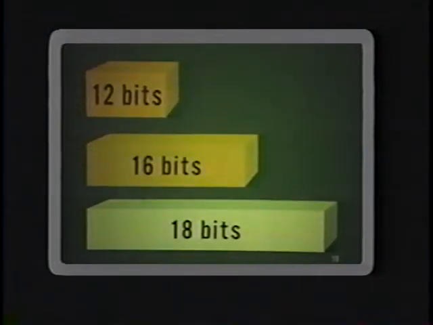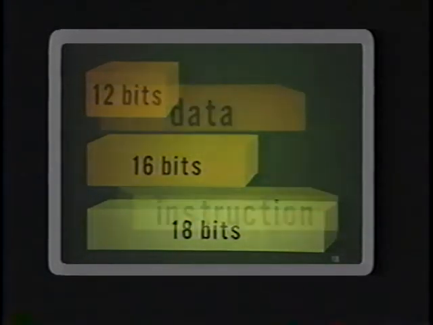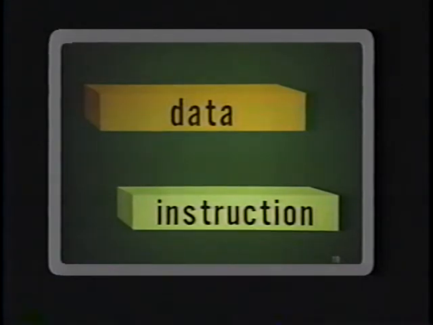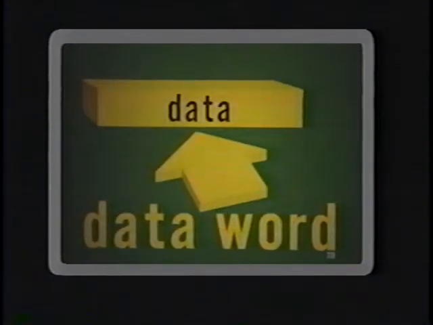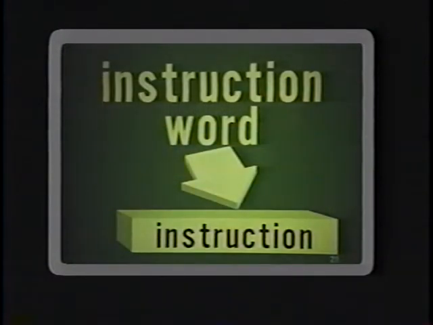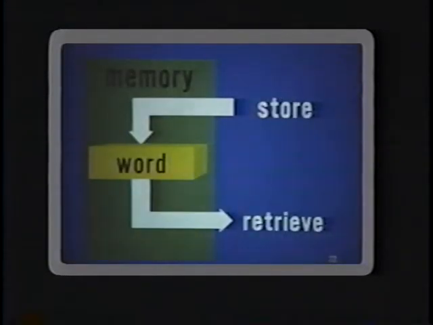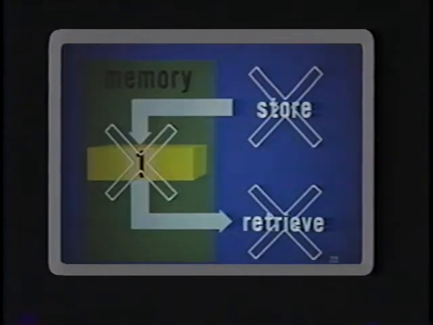Today, the most common word sizes for minicomputers are 12, 16, and 18 bits. Each computer word may contain either data or an instruction. If the word contains data to be processed, it's called a data word. If the word contains an instruction, it's called an instruction word. The computer is designed so that it can store individual words in its memory or retrieve words from memory. However, the computer cannot store or retrieve individual bits of information.